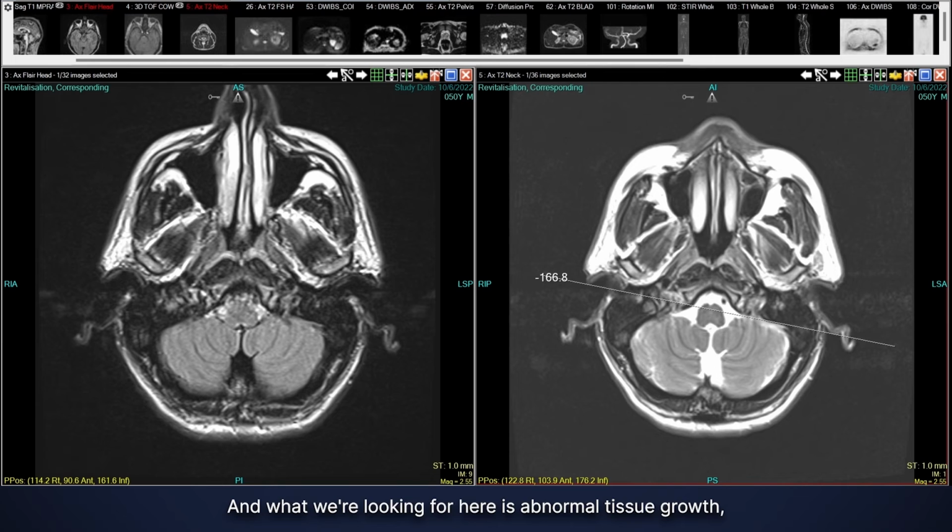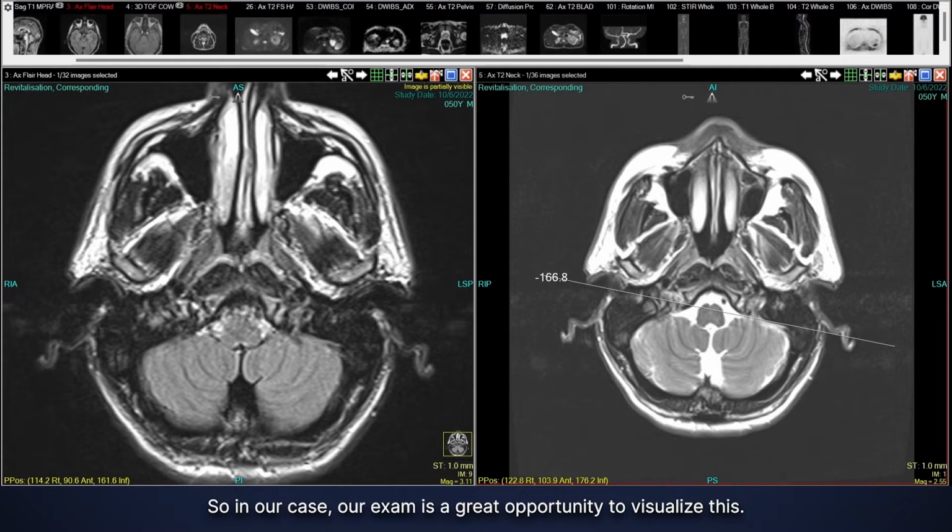And what we're looking for here is abnormal tissue growth either on the left or the right. And now what that would indicate is a possible nasopharyngeal cancer. Now this area is really important for us to look at because on clinical exam, nobody can see this unless they take a camera and go through your mouth or nose and directly visualize. So in our case, our exam is a great opportunity to visualize this.